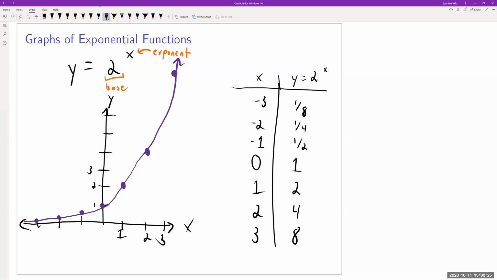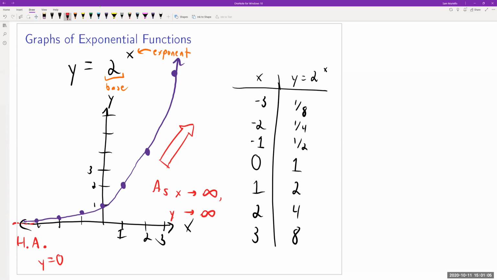Now there's a couple things to notice with this graph. First of all, going to the left, it has a horizontal asymptote of y equals 0. Secondly, this function is always increasing. And as it goes to the right, it starts increasing faster. We could use this to talk about the end behavior, which would be as x goes to positive infinity, y goes to positive infinity, just like all of the polynomial functions that we looked at in previous chapters.